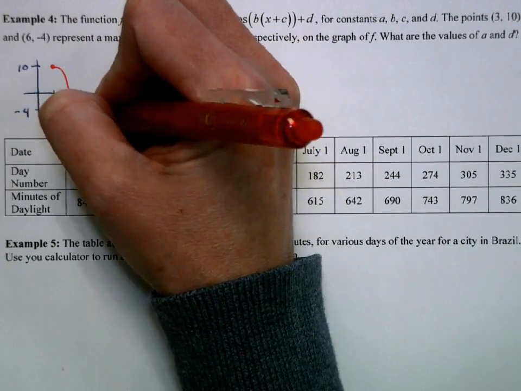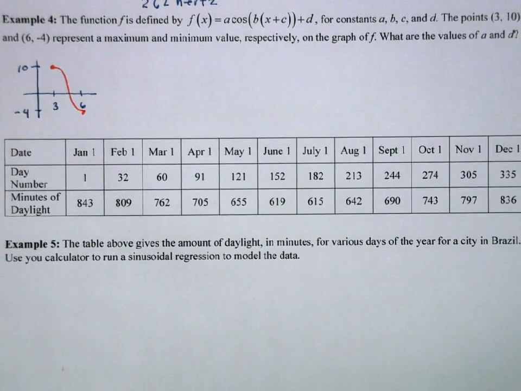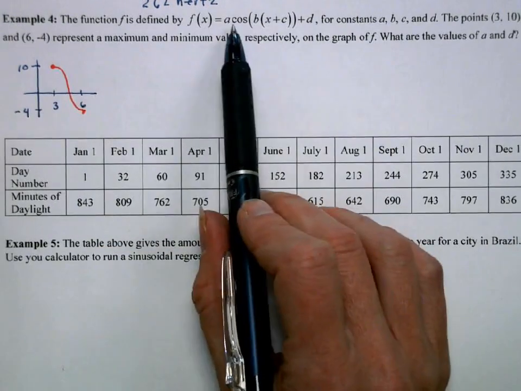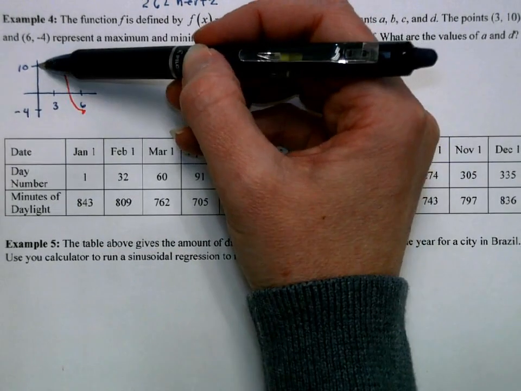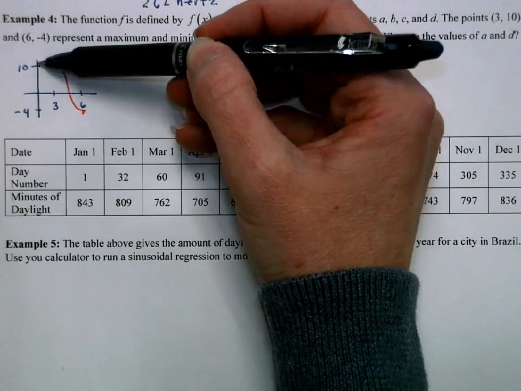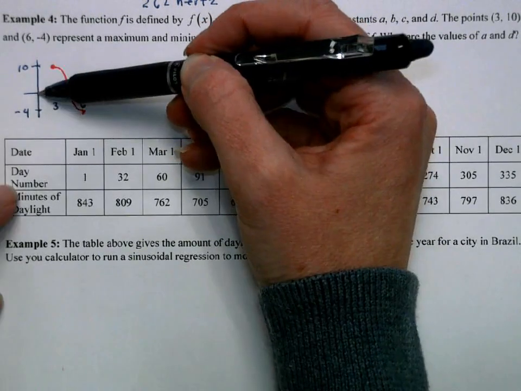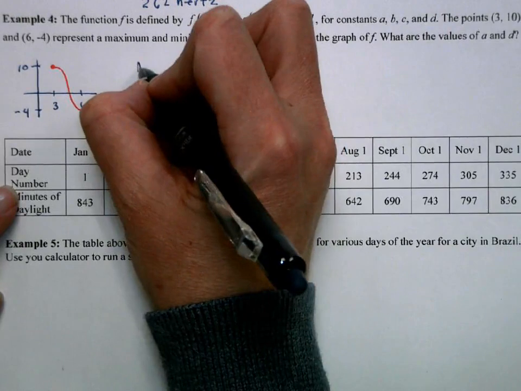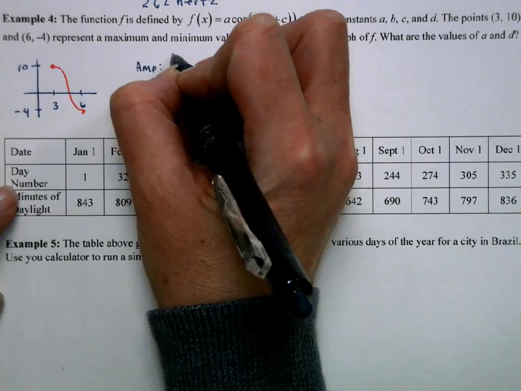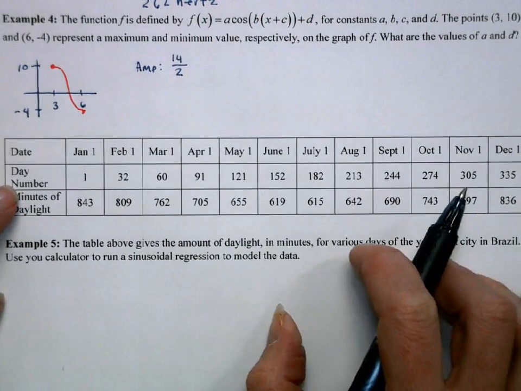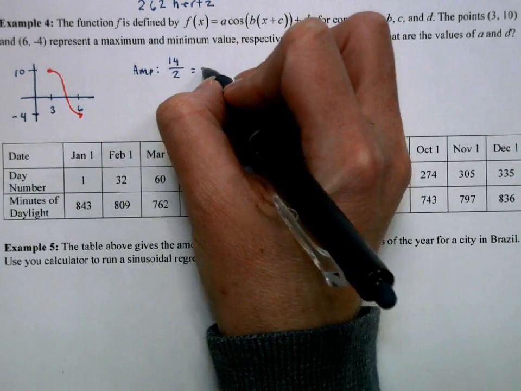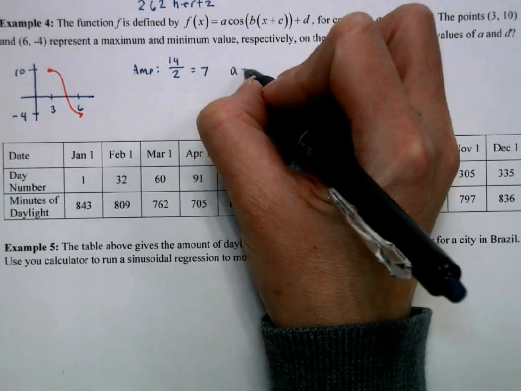Okay, and we don't need to find all our values, A, B, C, and D. We just care about A and D from our amplitude and our vertical shift, or our new midline. My amplitude is going to be half the distance between the max and the min. So if my max is at 10 and my minimum is at -4, then my amplitude is going to be half of that gap, which is 14. So my A is going to be 7.